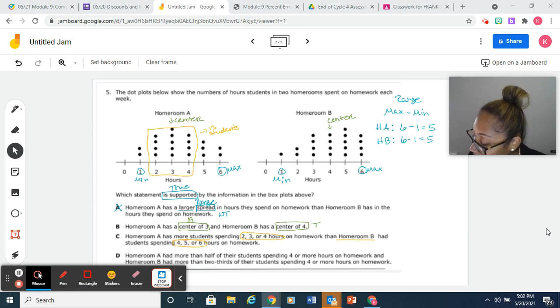That's for homeroom A. Now we're comparing that for homeroom B, how many students are spending 4, 5, and 6 hours. So I'm just going to box in 4, 5, and 6 hours, and then we're going to count up how many students spent that time there. So that's going to be 1, 2, 3, 4, 5, 6, 7, 8, 9, 10, 11, 12, 13. So that's 13 students as well.